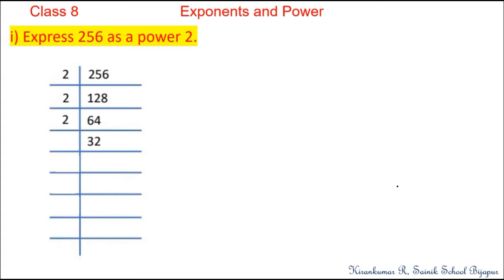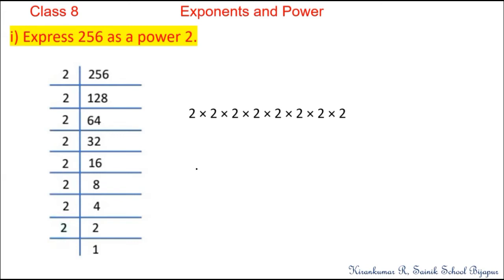2 times 32 is 64. 2 times 16 is 32. 2 times 8 is 16. 2 times 4 is 8. 2 times 2 is 4. 2 times 1 is 2. When we know this part, we can write 2 into 2 into 2 into 2 into 2 into 2 into 2 into 2. It can be expressed as 2 raised to the power 8. This 2 raised to the power 8 is 256.